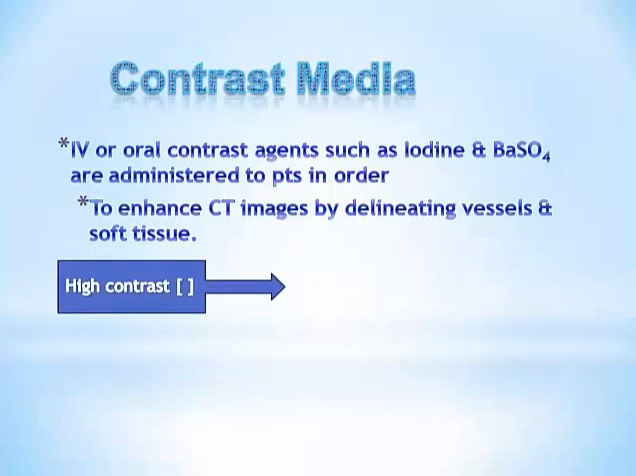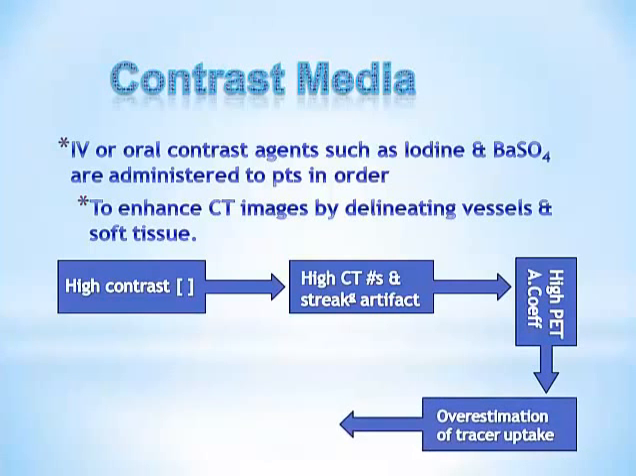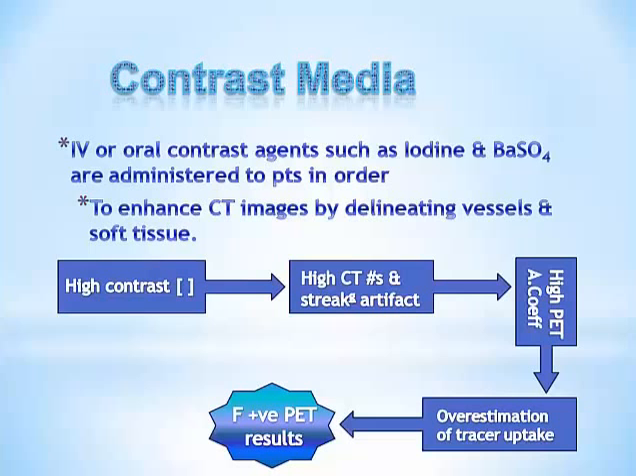For a high contrast agent concentration, it produces high CT numbers and creates striking artifacts in our images, which will then lead to a high PET attenuation coefficient and results in overestimation of the tracer uptake within the image, and finally, what we are trying to avoid as much as we can, getting false positive PET results.